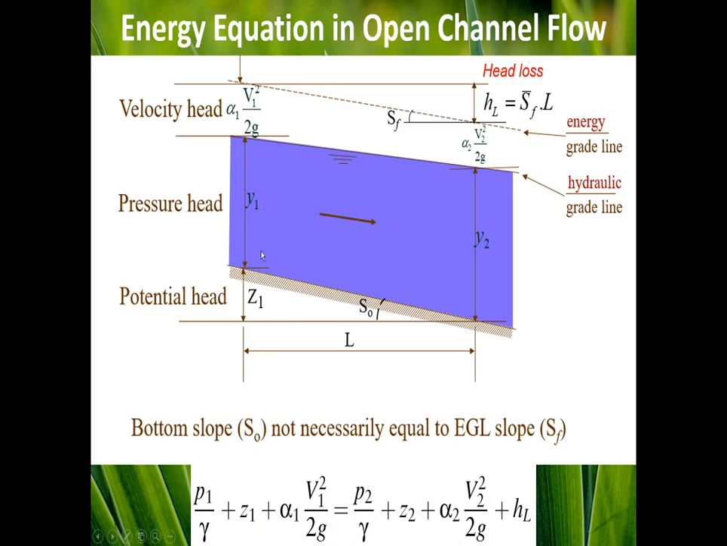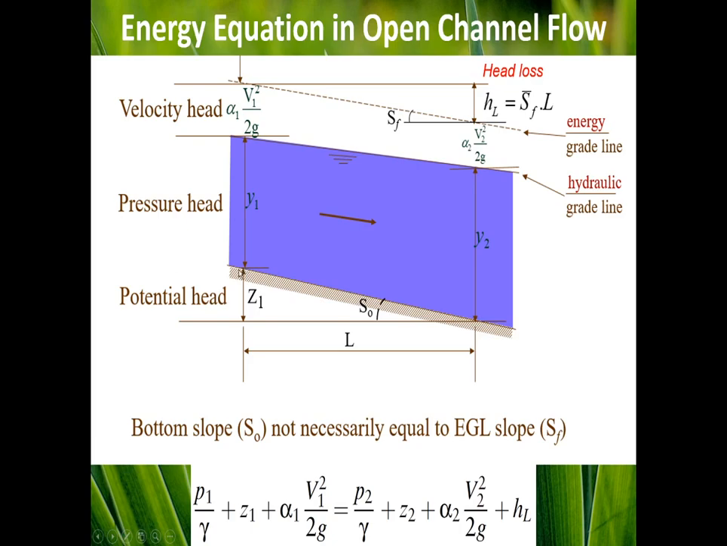And it should be noted here that we can replace y1 with P1 over gamma if we assume the hydrostatic pressure in this point.